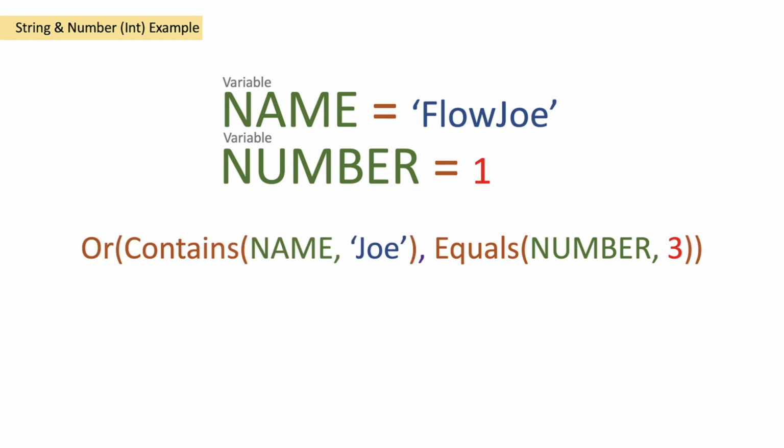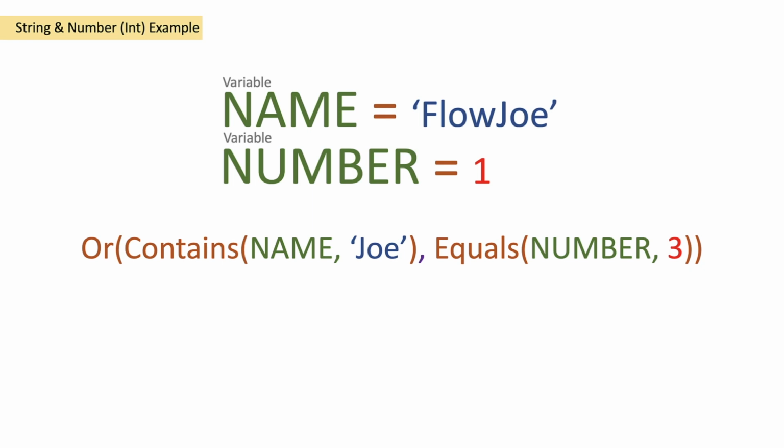So our overall expression is OR, and our contains and equals. So what's going to happen is it's going to check the first. Does FloJoe contain Joe? Well, it does, so that's going to be true. Then it's going to check equals. Does the variable number, which is 1, equal to 3? Which it doesn't, so it's going to return false.